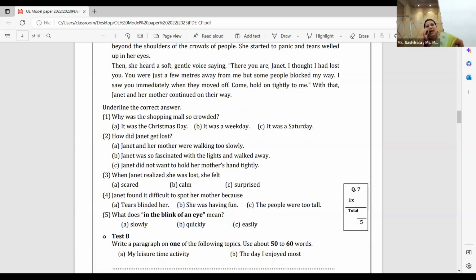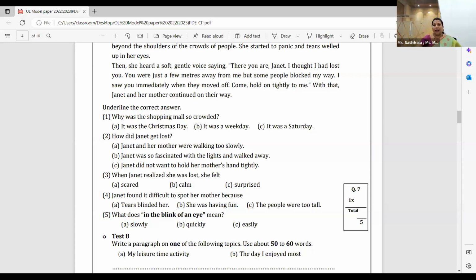So the answers for these are: first one C, it was a Saturday. Second one D, Janet was so fascinated with the lights and walked away. Question number 3 A, scared. Question number 4 C, the people were too tall. And question number 5, in the blink of an eye means quickly, right?